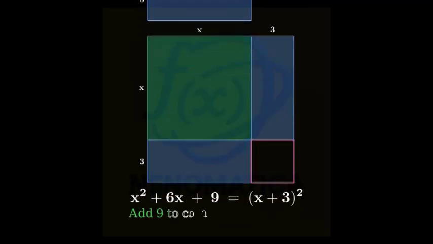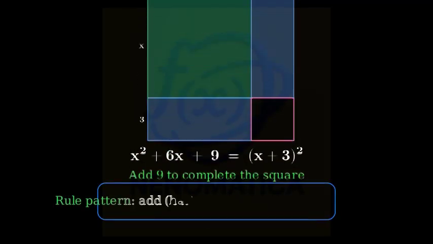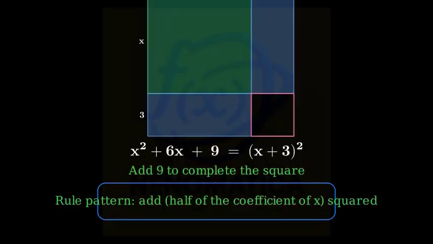Key idea: x squared plus 6x becomes a perfect square when you add 9. That 9 is 3 squared, where 3 is half of 6. Now, let us generalize. General case: take x squared plus ax.